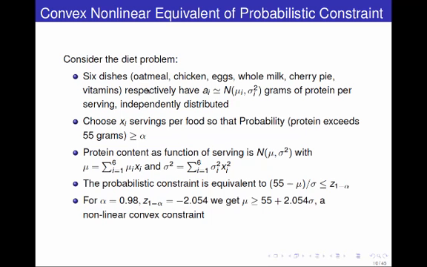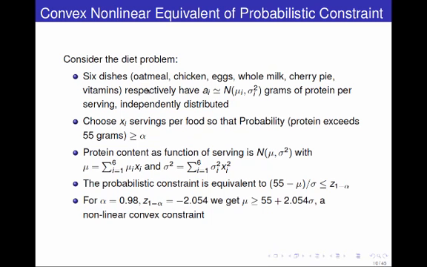In this specific example, we have 6 types of food. x_i is the amount of food i we use. mu_i is the average protein in that food, and sigma_i squared is the variance of food i. So if we sum up the protein over all these foods, we have a normal Gaussian with this average and this variance. So then when we're asking for the chances of the protein level exceeding 55 grams to be lower bounded by a certain number alpha, that translates to a constraint like this.